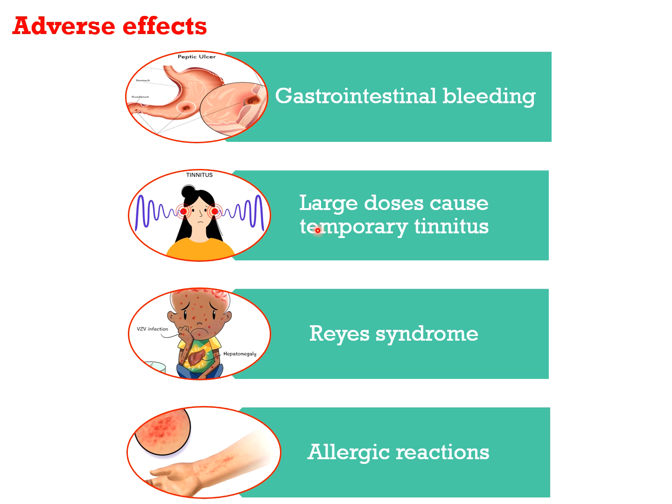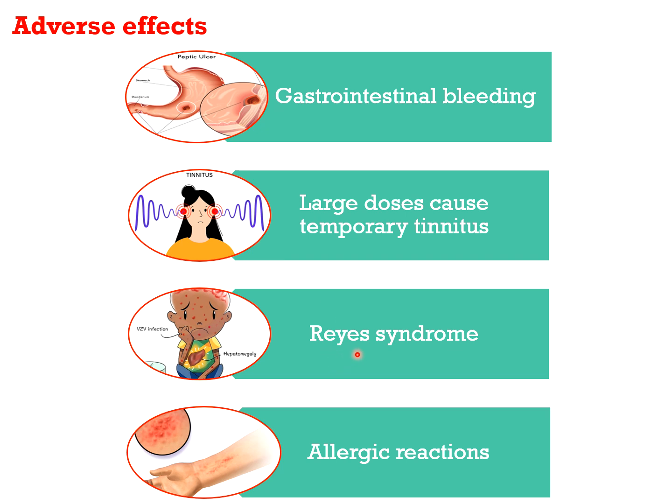The second one is that large doses will cause temporary tinnitus. Large doses means high doses, more than 300 to 400 mg, will cause temporary tinnitus, meaning that as long as the drug is present in the body, it will cause tinnitus. Once we stop the medication, it automatically comes back to normal. Tinnitus means there is a ringing sound in the ear, like a train going by.